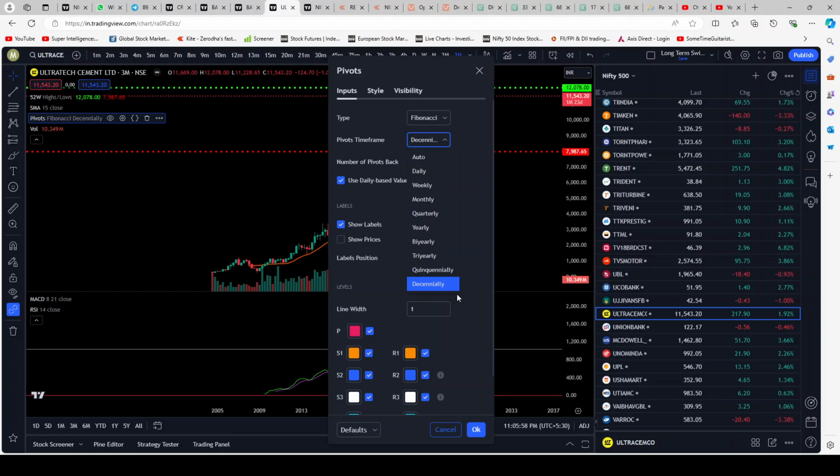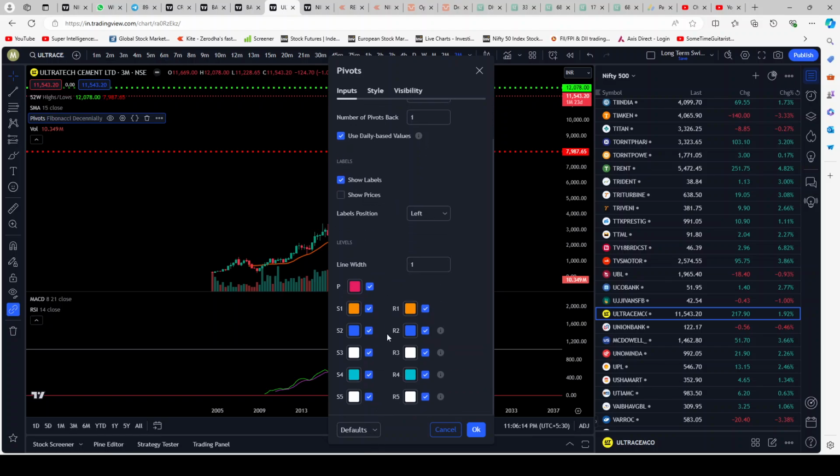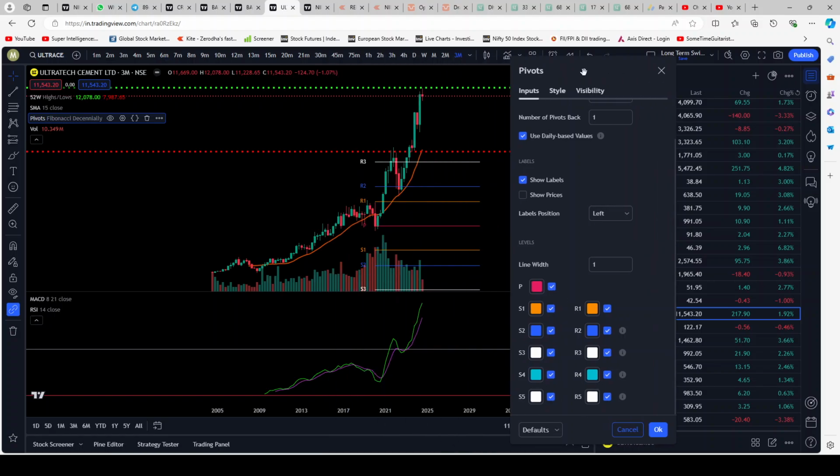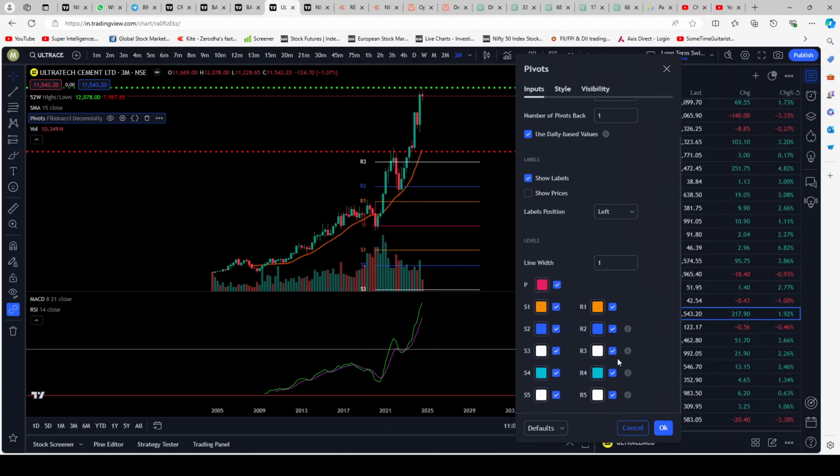All right. I don't know how to pronounce that. It's decennially. So decen, it's more like a decade. The 10-year kind of view. That's to my understanding. Number of pivots back, I've checked 1. And colors are your choice. You can choose any color you want and save it.